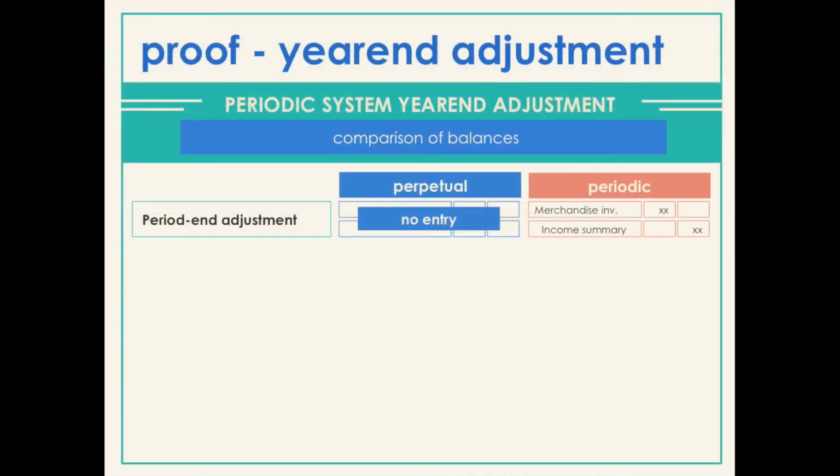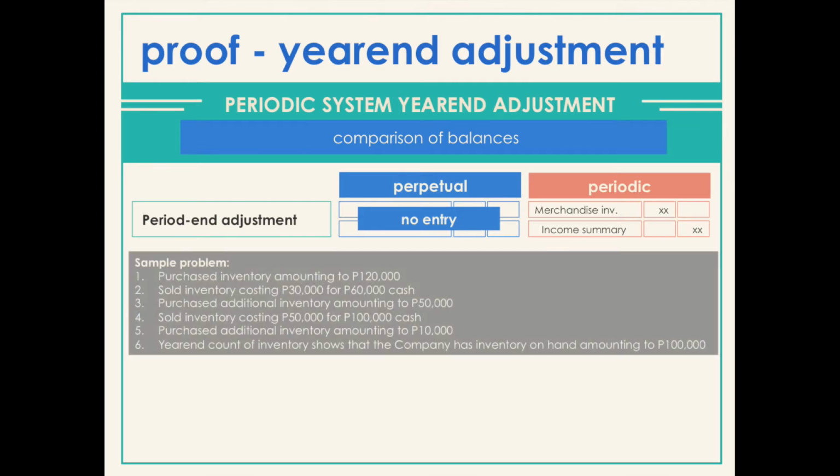Alright, so earlier we mentioned that a year-end adjustment is required under the periodic system. But why do we make this entry? Why do we make a debit to merchandise inventory and a credit to income summary? A lot of students would just memorize this entry without really understanding why, but allow me to explain. Take for example this scenario with these transactions. We'll analyze the difference in balances when these transactions are recorded under the perpetual and periodic inventory systems.